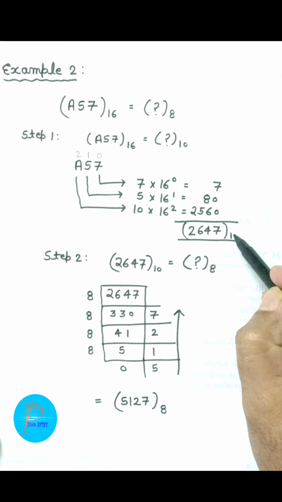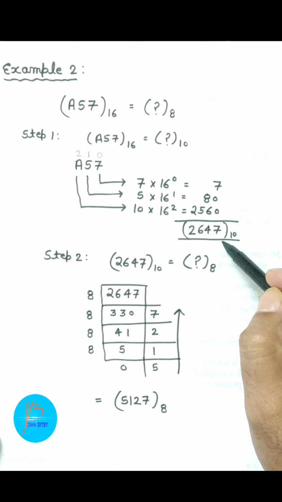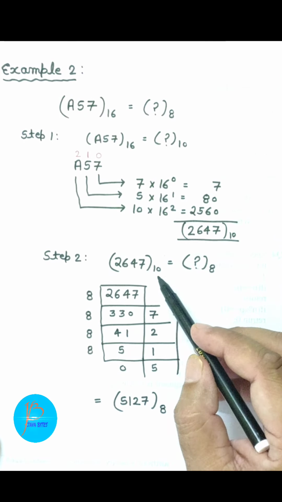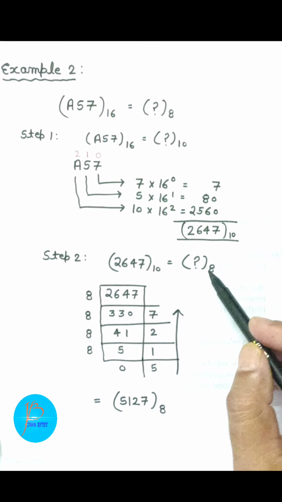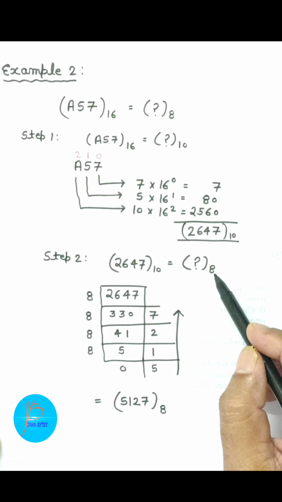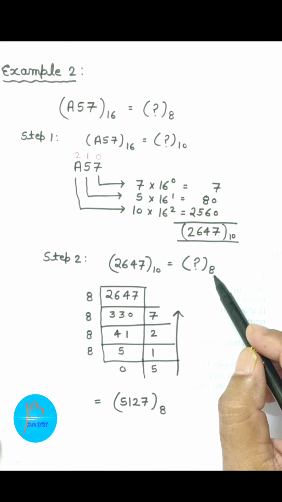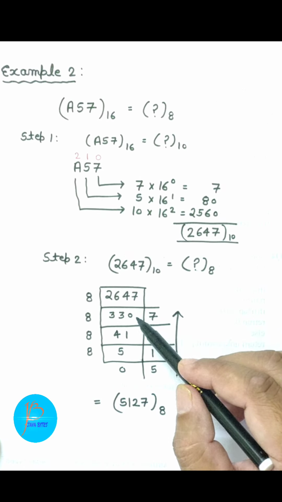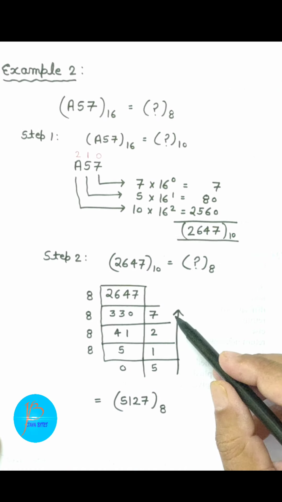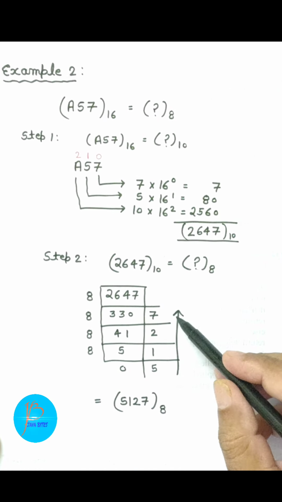When the first step is over and you got the result, now convert this result from base 10 to the desired base, meaning now we have to convert the number to the octal number system. So you know what to do, you will just start dividing the number by 8. Finally you will get the answer like this, 5127.